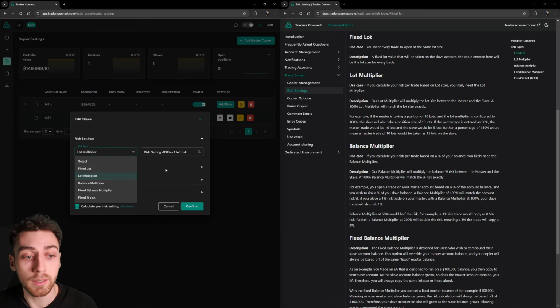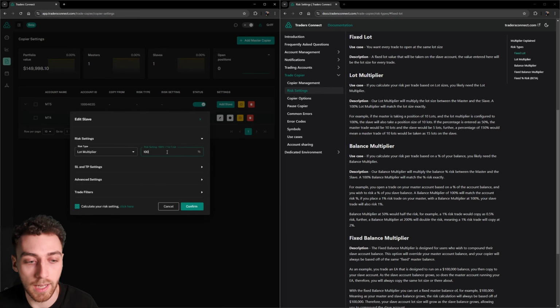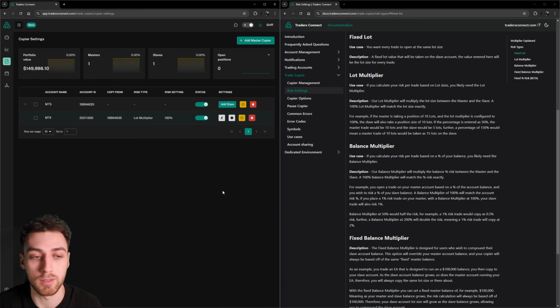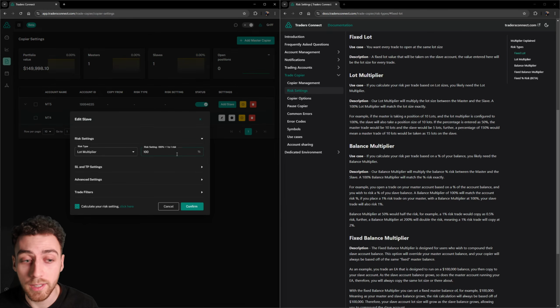This one is a little bit different in the sense that it uses a multiplier. As you can see here, it says that a 100% multiplier is the same as 1-to-1 risk. So if I enter 100% here, the slave account will copy the master account's exact lot size every time. If the master account puts 2 lots, the slave will enter with 2 lots. If the master puts 15 lots, the slave will enter with 15 lots as well. You can change this as well.